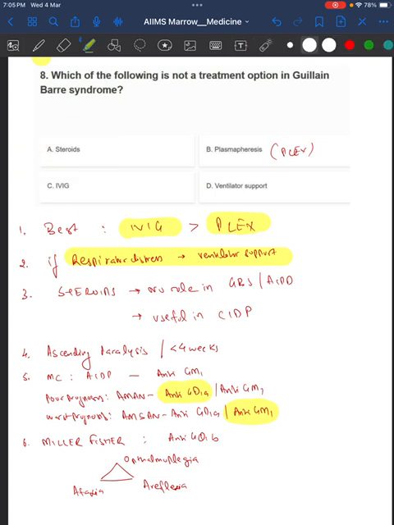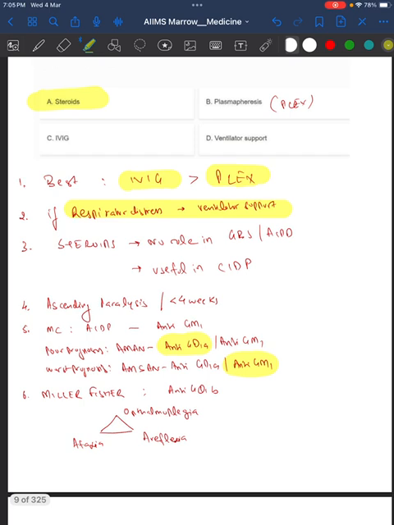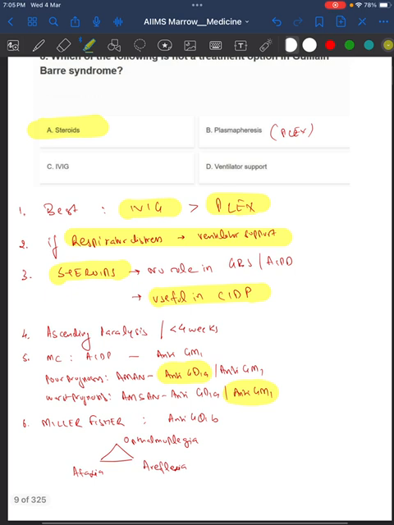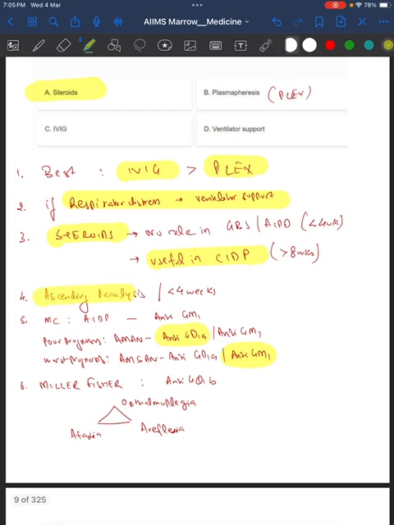Steroids are completely useless in Guillain-Barré. But steroids are very useful in CIDP. Guillain-Barré is an AIDP kind of picture, an acute polyneuropathy. We should know that acute is when it is less than 4 weeks, and CIDP is when it is more than 8 weeks. So in any case of CIDP, steroids are very useful. Then other points about AIDP or Guillain-Barré: it is ascending paralysis, progressing within 4 weeks.